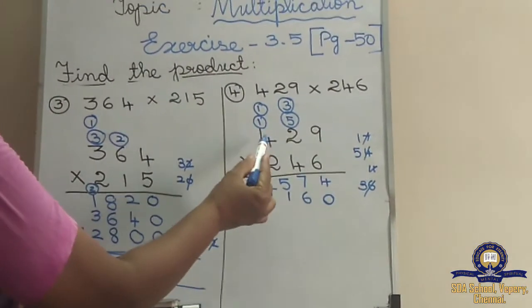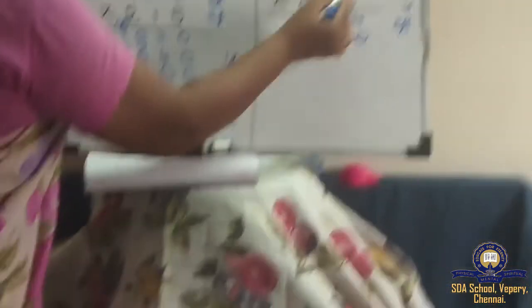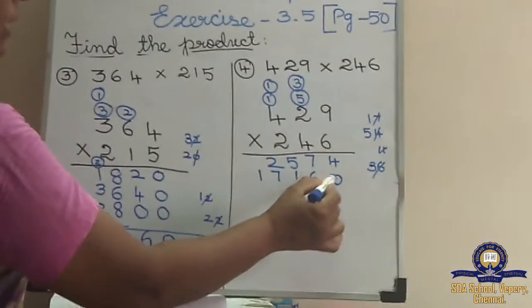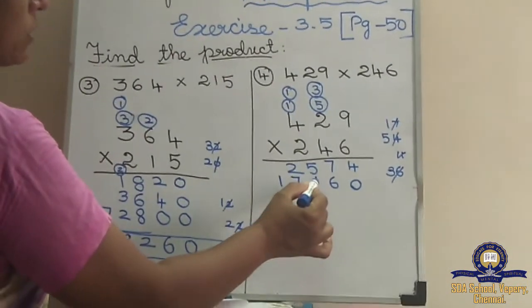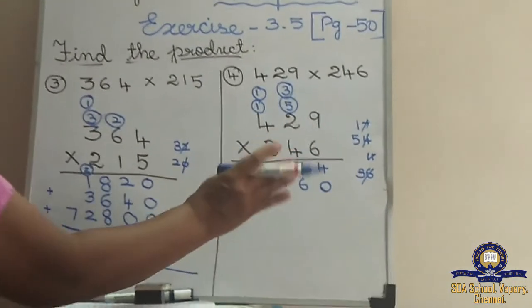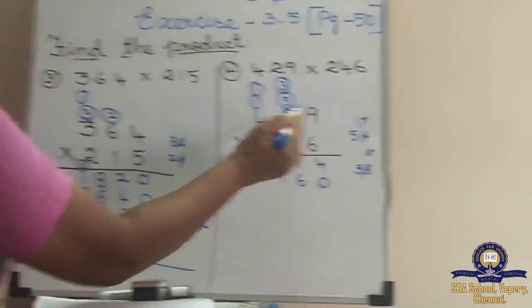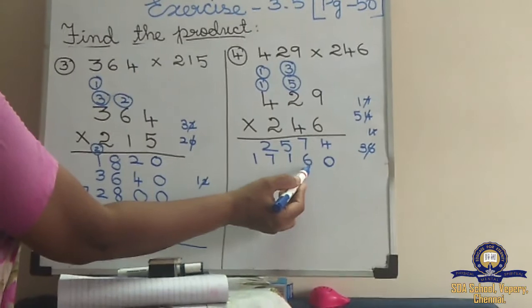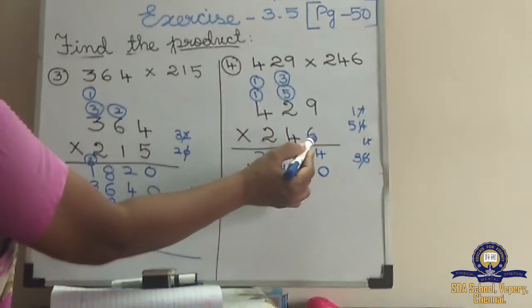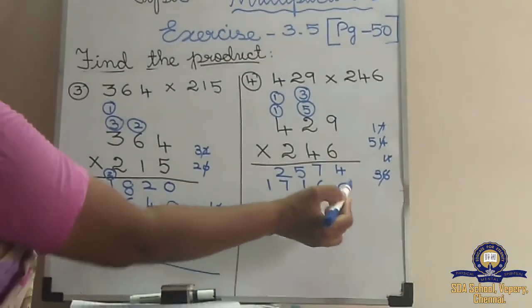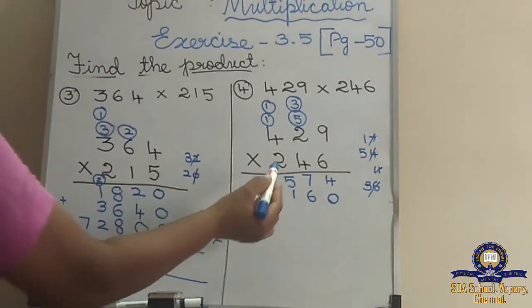See, when you multiply 429 into 40 it will come, isn't it? That time what answer will come? 17,160. When you don't write the zero, 429 into 4 means what answer will come? 1,716. Understood? When 40 comes, 17,160 will come. Understood, children? Now 2 tables.